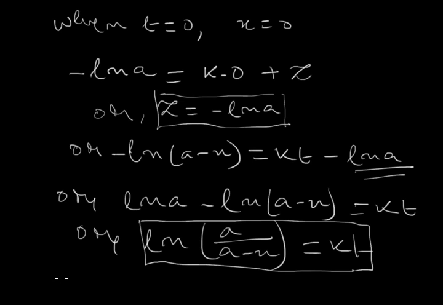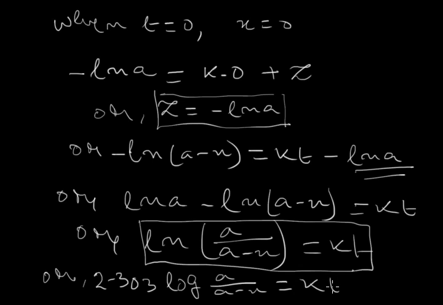It can be written in another form, that is 2.303 log a by (a minus x) equal to kt. Because ln means log in base e and log means log in base 10, ln can be converted to log if a factor 2.303 is multiplied. So the form can be written as 2.303 log a by (a minus x) equal to kt.